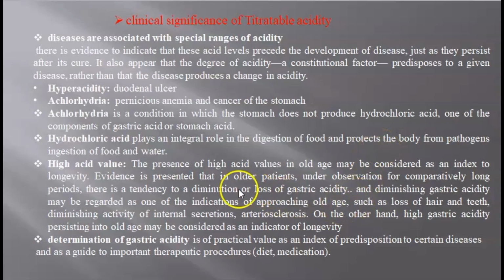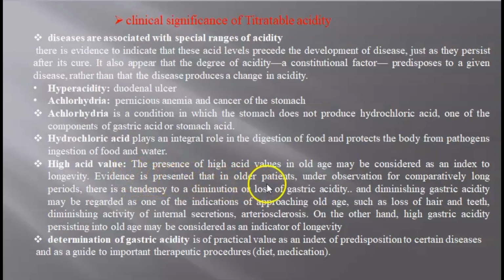Now we look at high acid value. When there's high acid value, what happens? The presence of high acid value in old age may be considered as an index to longevity. It means when there's high acid value, there's clinical significance. It goes with age. For people that are old in age, it is good that their body should be able to have high acid value. It will help them to live very long.